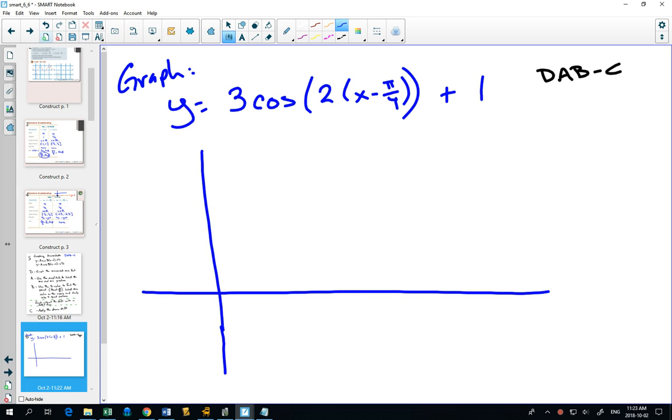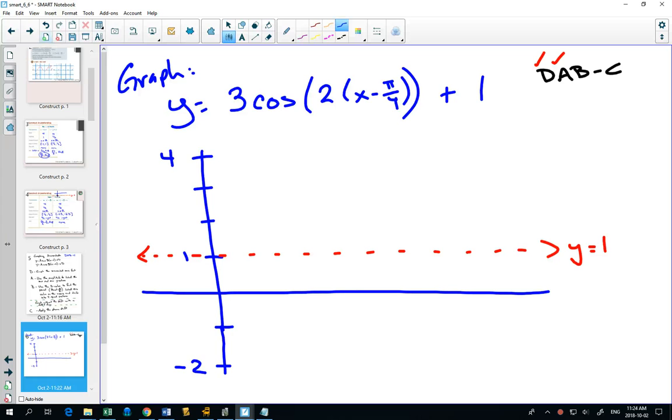drawing our center line. Our center line, the D value, is plus 1. So I'll draw my center line at y equals 1. D value, check. Next, A value. Use your amplitude to figure out what your maximum and minimum will be. My amplitude is 3. So from my center line, I go up 3. My maximum will be 4. From my center line, I go down 3. My minimum will be negative 2. A value. Check.